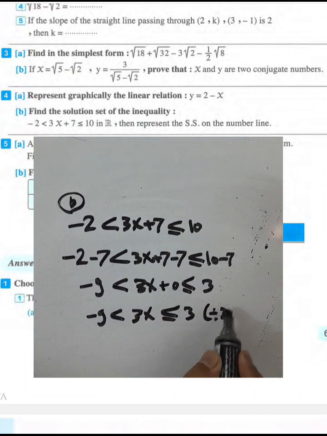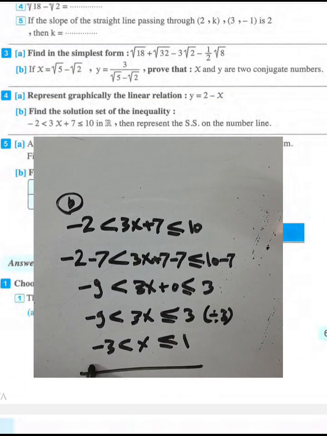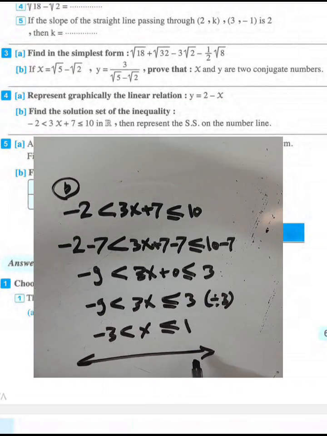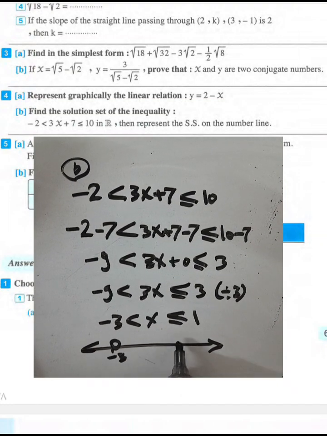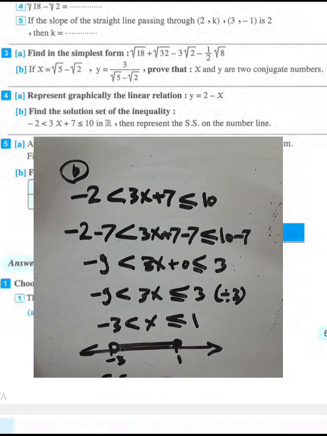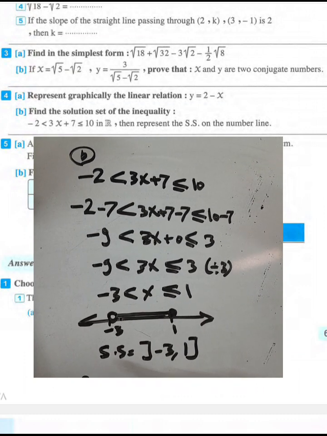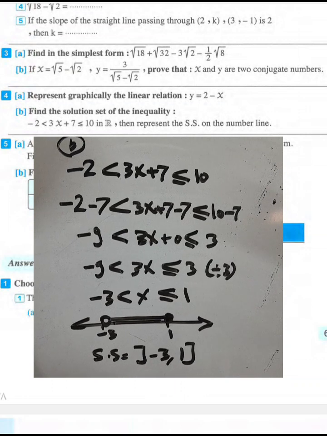And then we can divide by 3. It will be -3 less than x less than or equal to 1. And then we can write here -3 and 1: -3 open and 1 closed. In the solution set, it will be -3 and 1 closed. The solution set from -3 to 1 is half closed. Okay, next question.